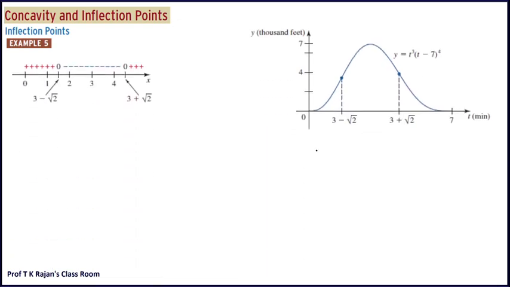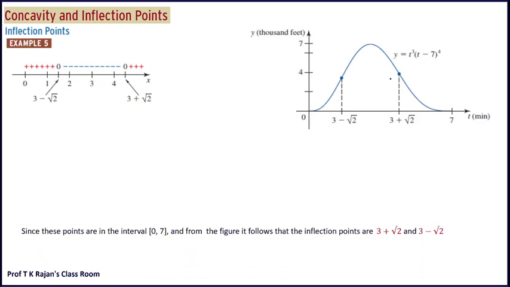Now you calculate f double dash of x to the left of 3 minus root 2 and to the right of it, and similarly to the left and right of 3 plus root 2. You can see that f double dash changes from positive to negative when it crosses 3 minus root 2, and changes from negative to positive when it crosses 3 plus root 2. Therefore 3 minus root 2 and 3 plus root 2 are the inflection points of the curve y equals the whole of t cubed minus t minus 7 raised to 4. So what is the importance of these points? That is interpreted this way.